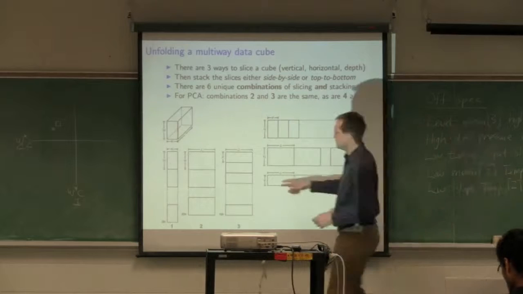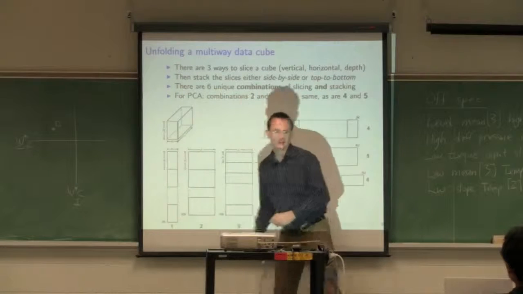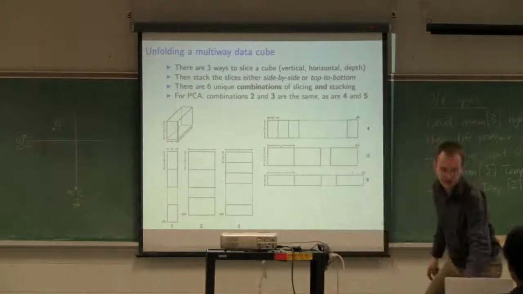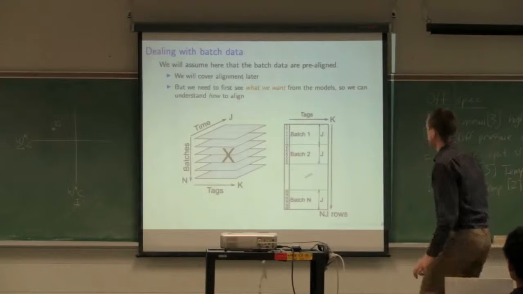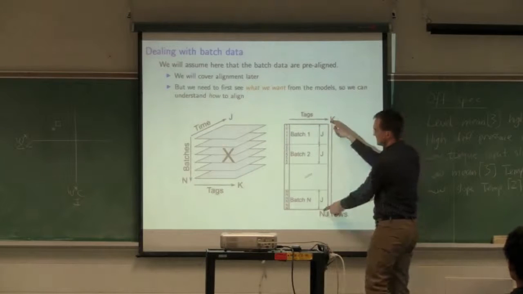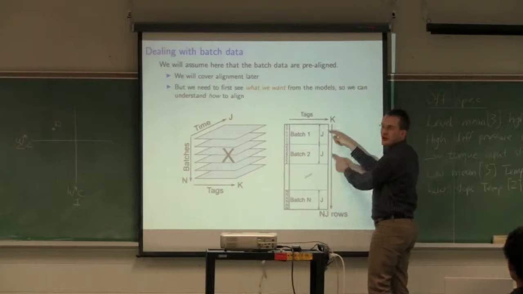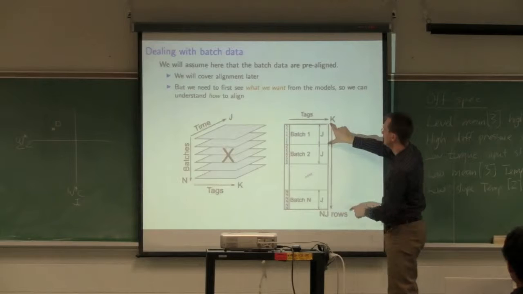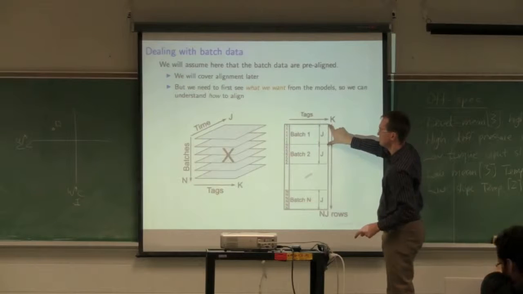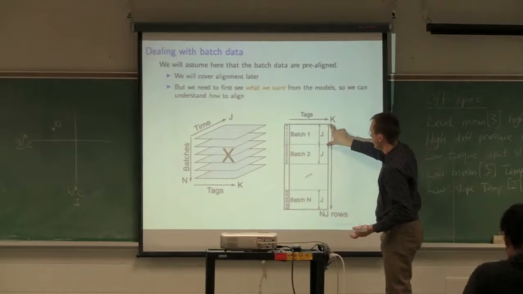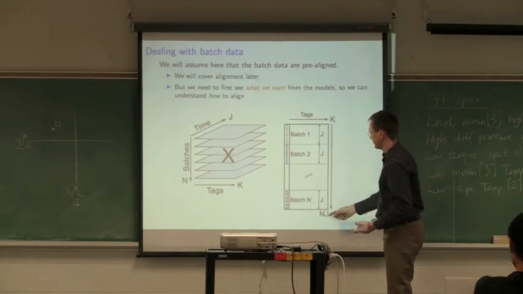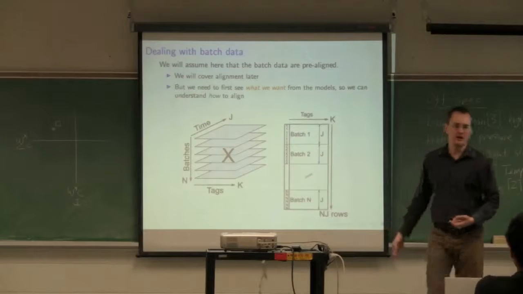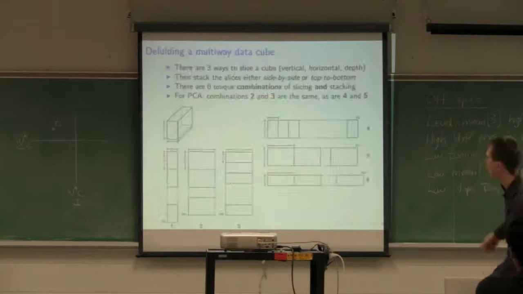Now, notice that this first unfolding really just corresponds to the way that the data are set up. Initially, when you've got your data in Excel or some CSV file, you have them unfolded already with J rows for each batch, corresponding to the J time steps. And then you've got N of these batches, so you've got NJ rows with K columns, which consist of that first unfolding.